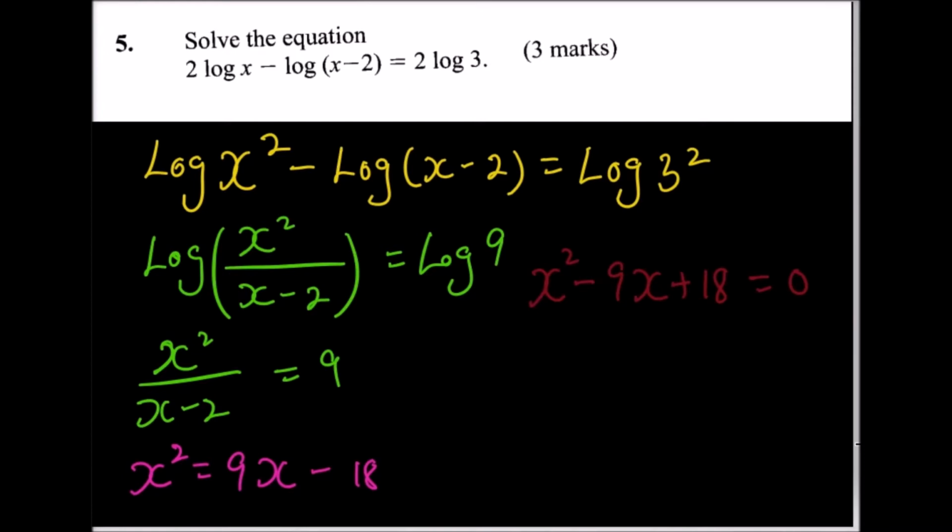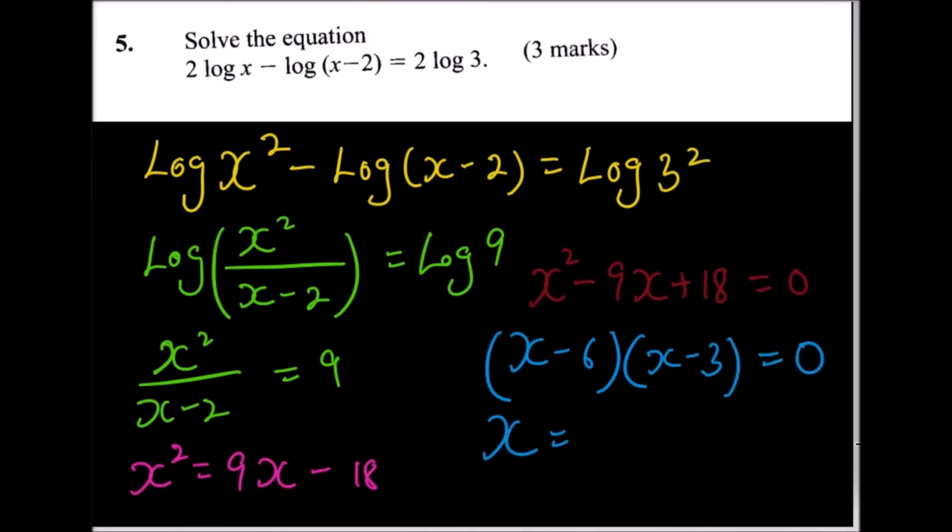So when you factor out, you get x minus 6, close the bracket, x minus 3 equals 0. So it means x equals 6 or x equals 3. So that's how you work that out, and you get yourself 3 marks.